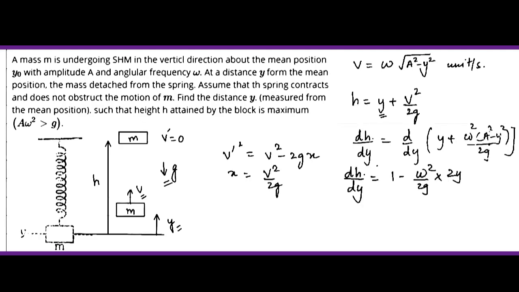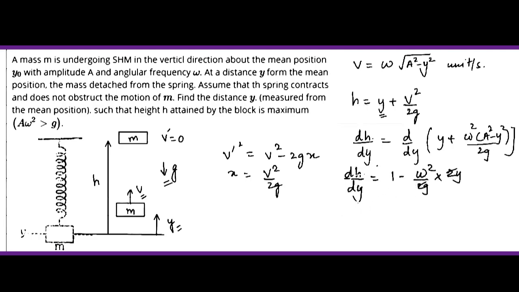So you can see I have differentiated this function. Differentiation of y will be simply 1 with respect to y, and omega square by 2g is constant, so this will come out. This a square is constant, so its differentiation will be 0, and minus the differentiation of y square will be 2y, right? And we have a minus sign here, so I have put a minus sign. So this will cancel out, right?